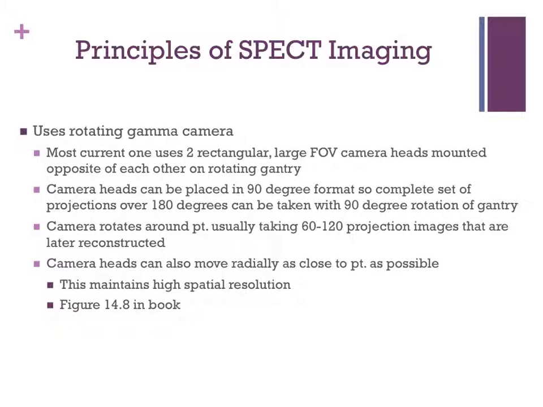The gamma camera rotates around the patient, typically acquiring 60 to 100 projection images that are later reconstructed. And the camera heads can also move radially as close to the patient as possible to maintain high spatial resolution. Take a look at figure 14.8 in your book to see an example of a SPECT CT scanner.